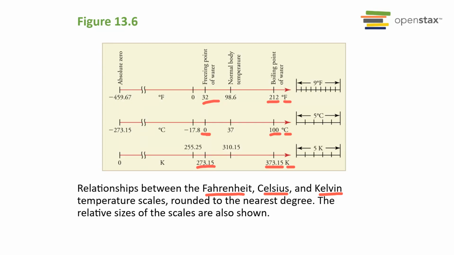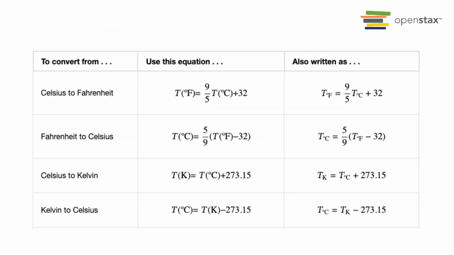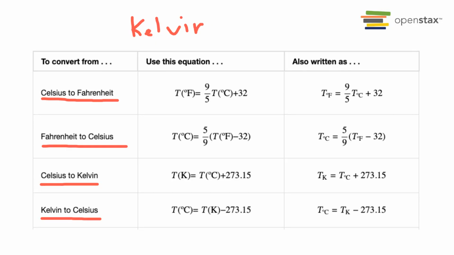Okay, so then next we have a bunch of equations. You should probably write these down, but these are how you mathematically convert from, say, Celsius to Fahrenheit or Fahrenheit to Celsius, how to convert from Celsius to Kelvin or Kelvin to Celsius. And so in physics we use Kelvin for the most part unless specified otherwise. So we use the metric system, so we tend to use Kelvin. Sometimes we'll use Celsius. It just depends on what you're trying to do.